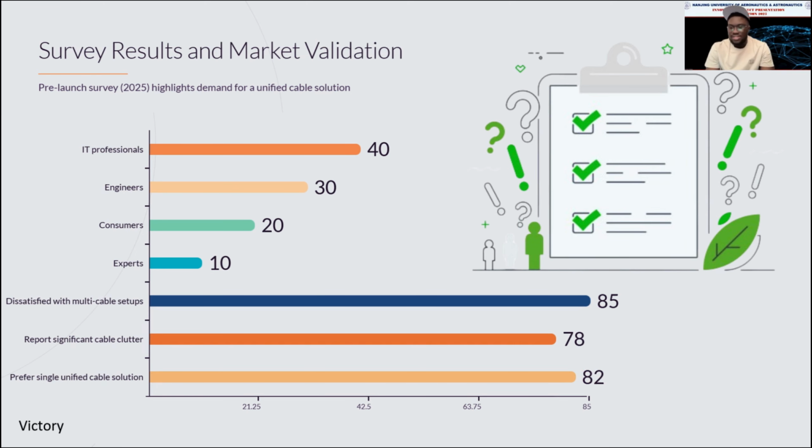On slide 18, which covers market validation, a 2025 freelance survey across IT professionals, engineers, consumers, and industrial experts confirmed strong market demand, with a low of 78% and a high of 85% of respondents dissatisfied with multiple cable setups and experiencing cable clutter, and 85% preferring a single unified cable solution over current fragmented systems, which validates our Gpmi as a solution to a real user pain point, not just a technical improvement.